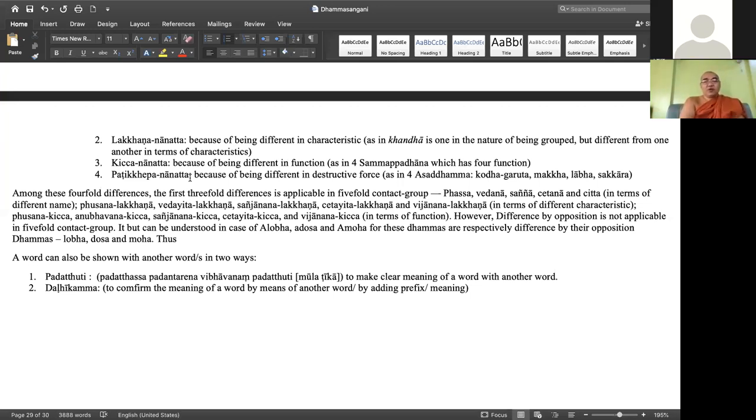Throughout this Dhammasaṅgaṇī, if you find differences, you have to remember this. There can be such differences. Sometimes you find a difference because of the name difference, the characteristic difference, the function difference, or because the opposing dhamma is different. That kind of concept or analysis, you should have in mind.